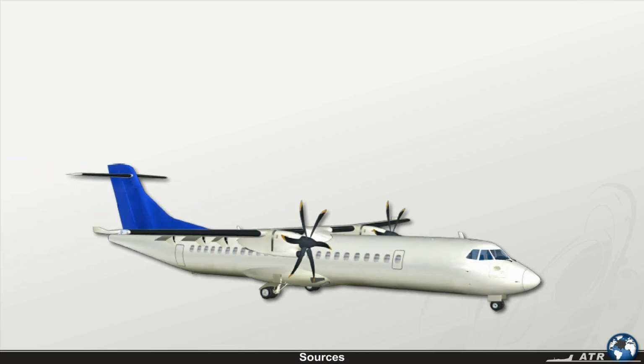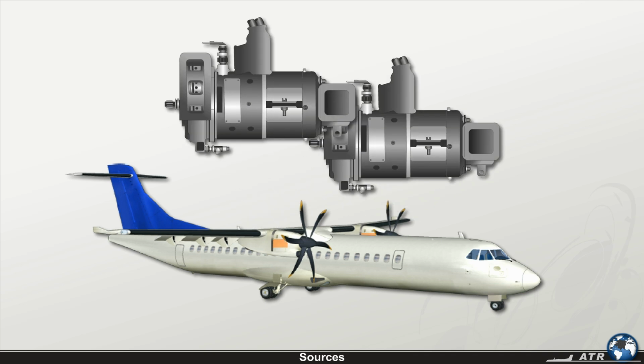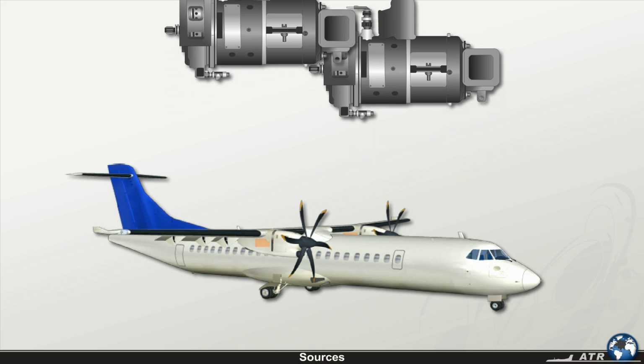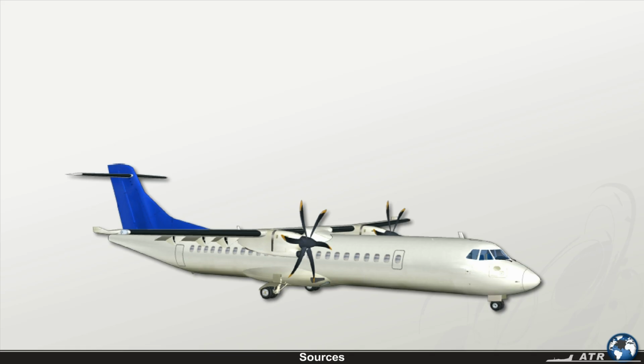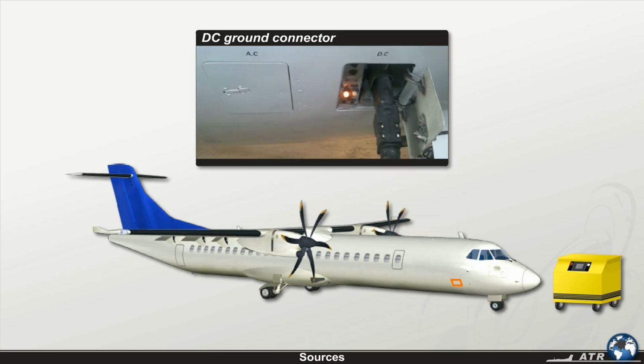Under normal operating conditions, 28-volt DC is provided by two starter generators, one attached to each engine accessory gearbox. We'll find out more about them later. On ground, this voltage can alternatively be served by a ground external power unit via the DC ground connector on the right side of the fuselage, just rear of the aircraft nose. We'll look at this again in a separate chapter of the electrical system.